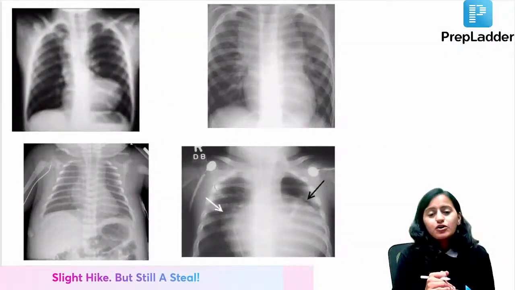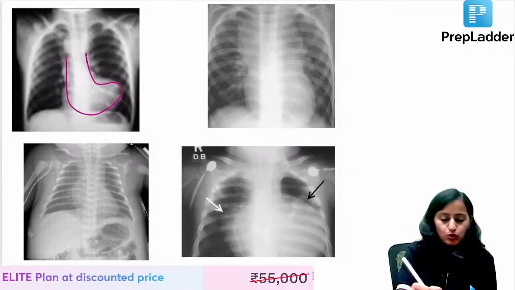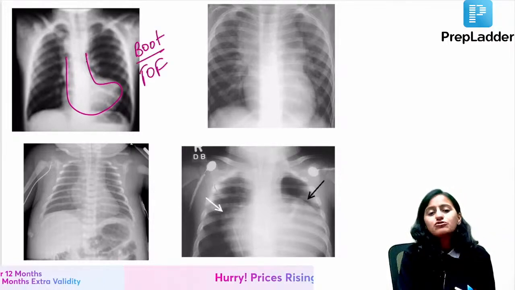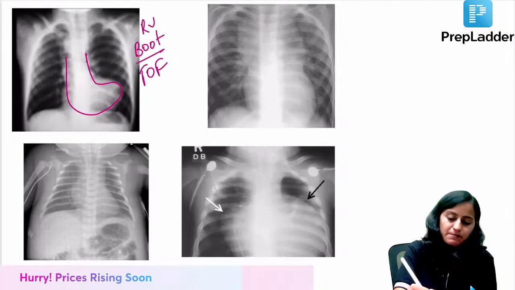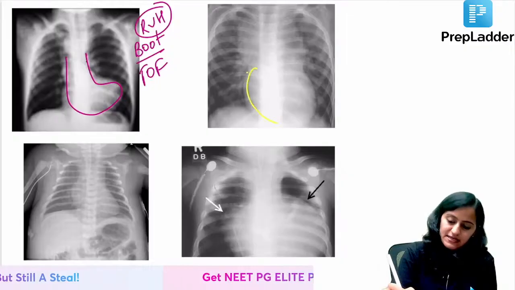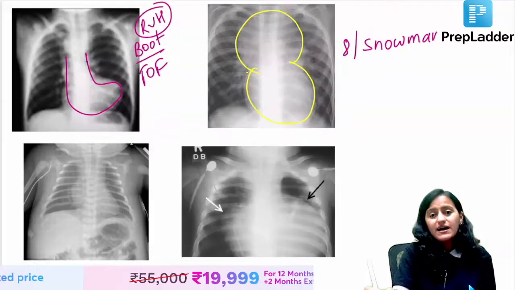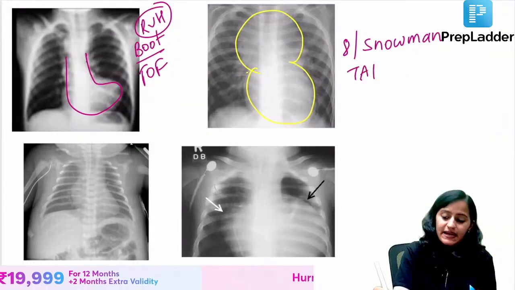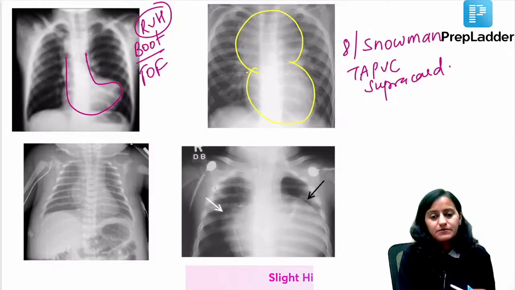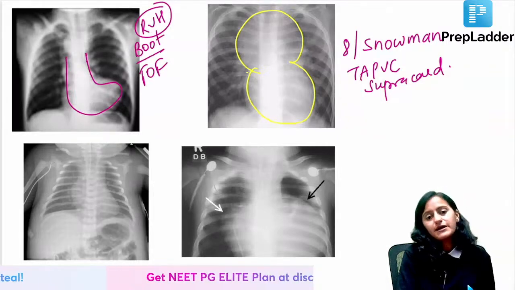Going to next one, coming to the various heart appearances. The first one here that you are seeing, the boot shape heart. Where do you see the boot shape heart? It is seen in TOF, Tetralogy of Fallot. Why do you see the boot shape heart? Because of RVH, right ventricular hypertrophy. Next one that you are seeing here is the figure of 8, also called snowman heart, which is seen in TAPVC. What type of TAPVC? Supracardiac TAPVC. Above the heart, it is supracardiac TAPVC, figure of 8 snowman.